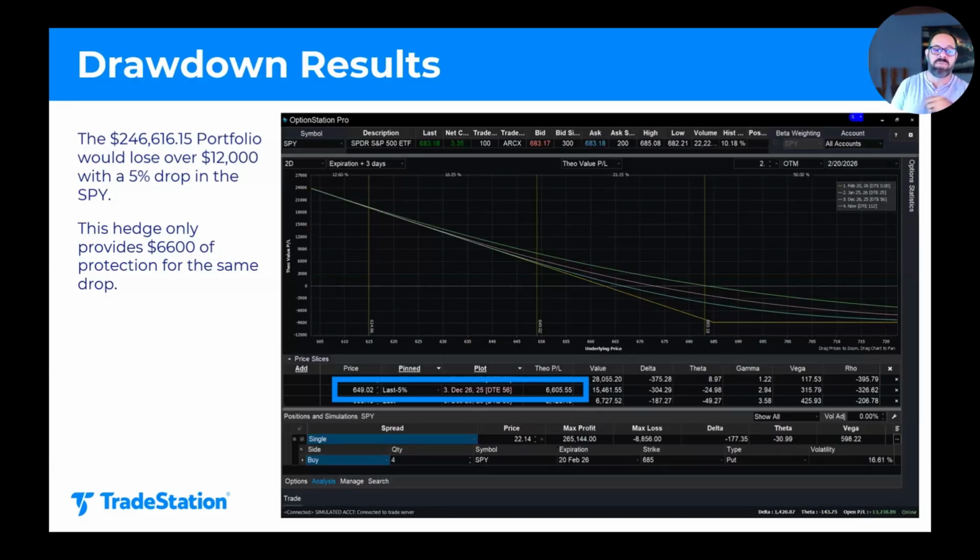And we're actually going to have to do one more thing. Just watch this. Doing this particular hedge, if the portfolio dropped 5% because the market dropped 5%, that portfolio would lose $12,000. However, the hedge, as you can see, only made $6,600. It didn't cover it, right? Wait a minute, we tried to do a 100% hedge, didn't we? What is going on here?